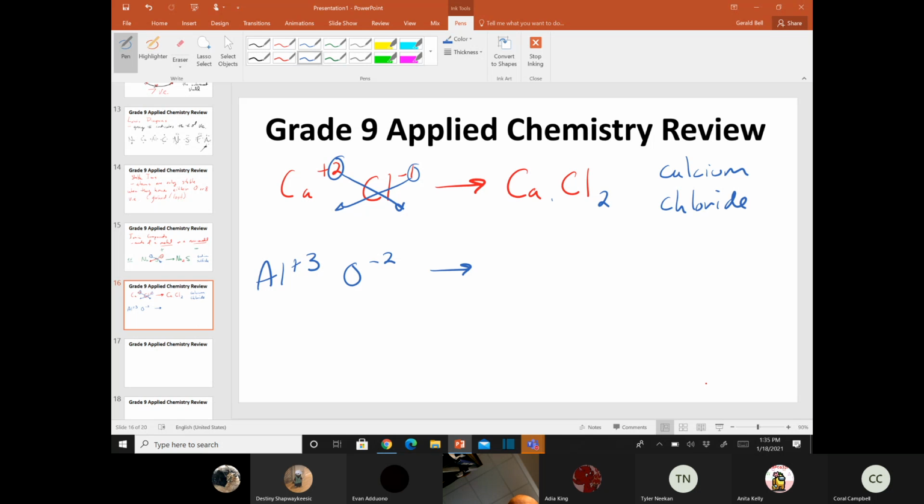We have aluminum and oxygen. What was that? So if you want to know how many aluminums there would be, you look to the number with oxygen. It comes down, there are 2 of them. If you want to know how many oxygens there's going to be, look at the aluminum number, 3. That's it. Aluminum oxide.